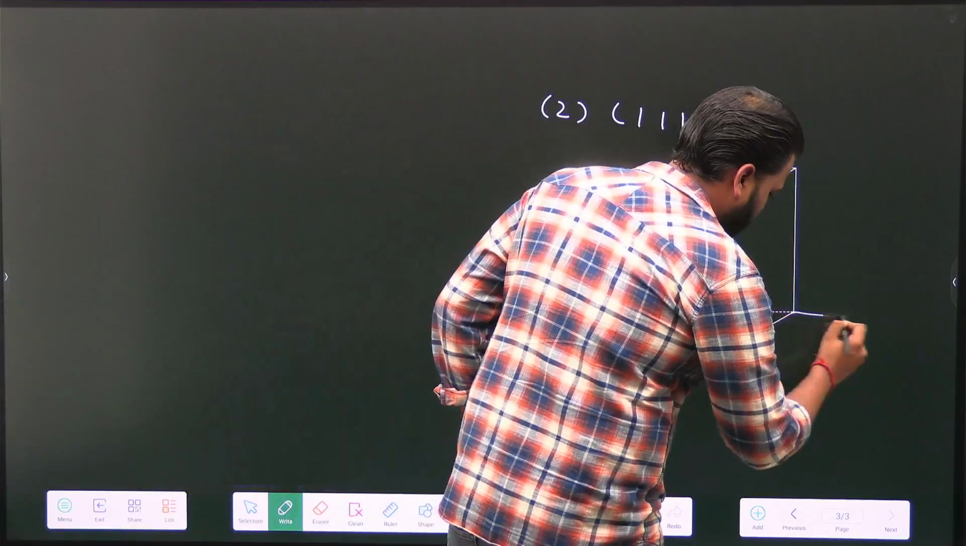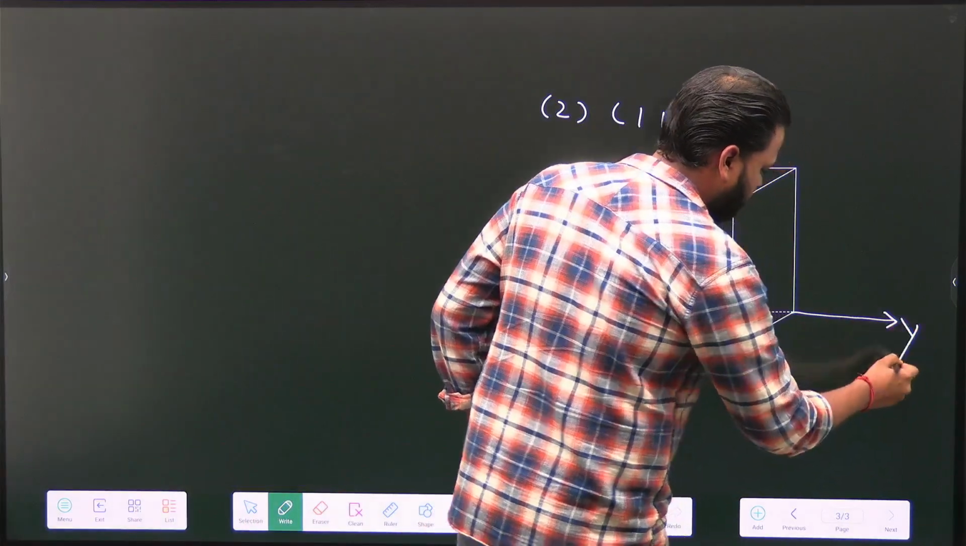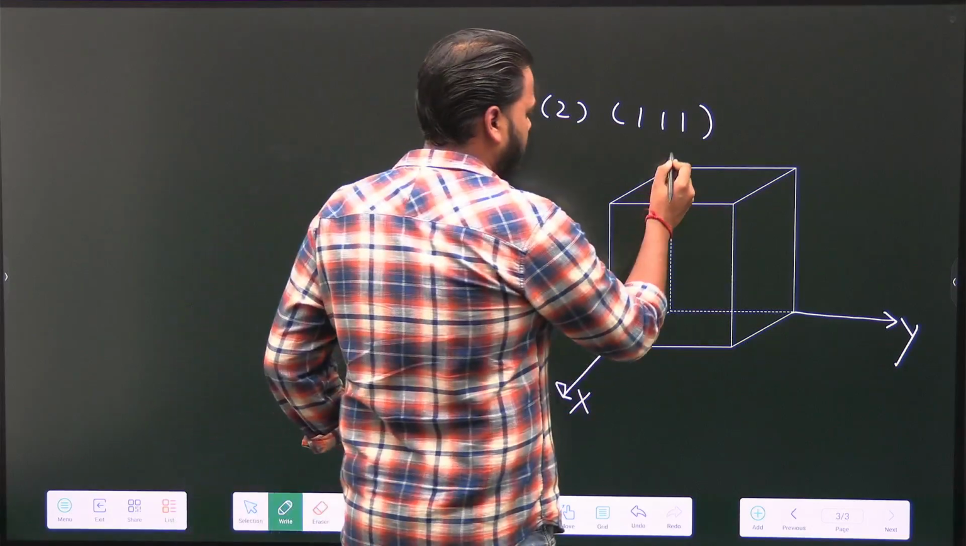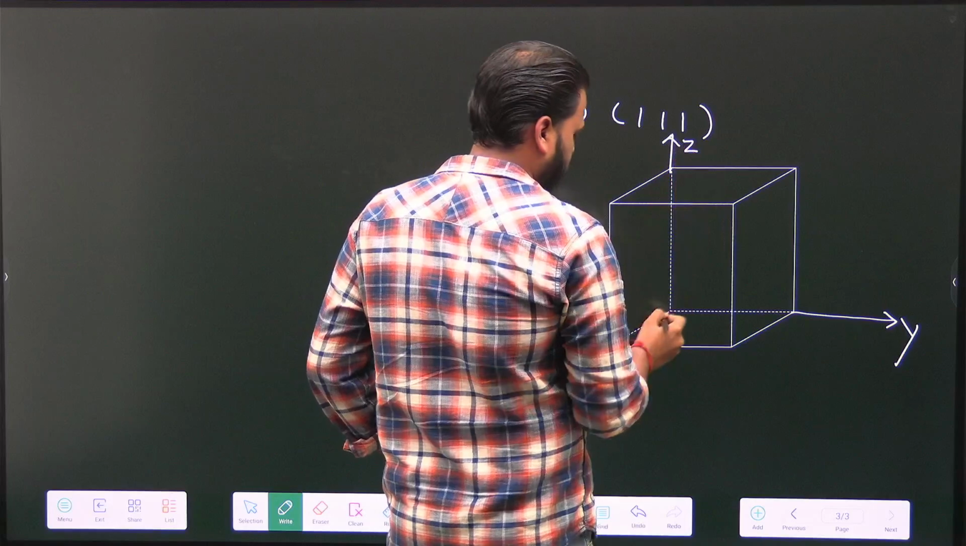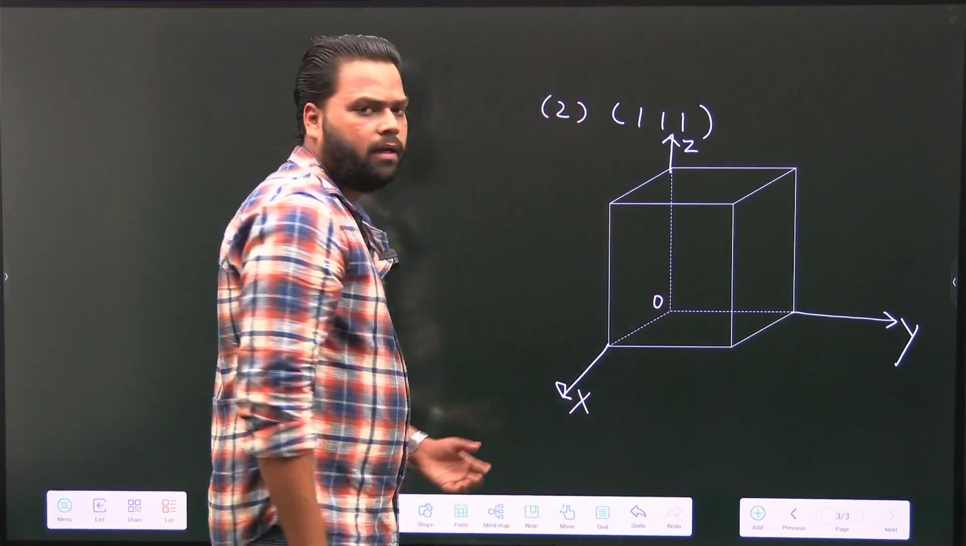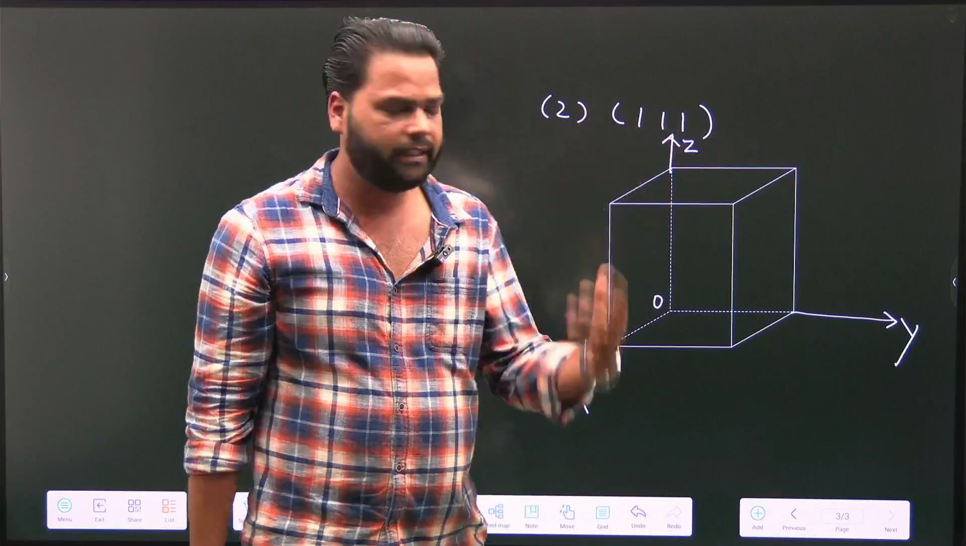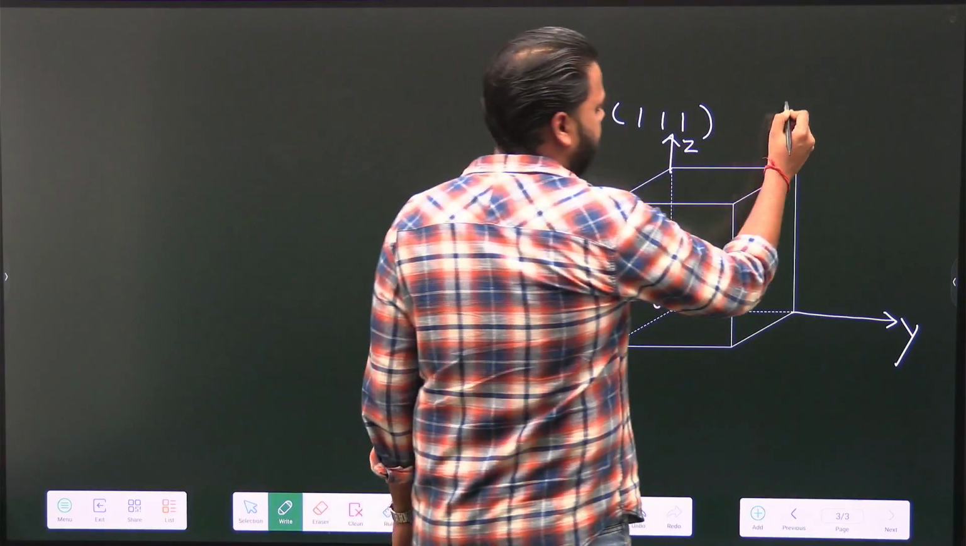First of all, make the axes. This is y, this is x, this will be z. Let's suppose this is the origin. Again, you will find the intercept by that process. So the intercept along the x-axis will be how much?